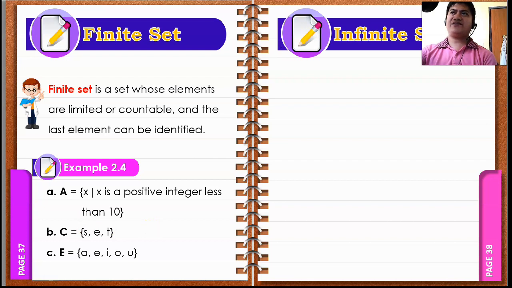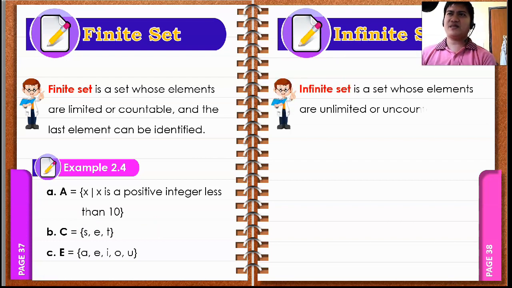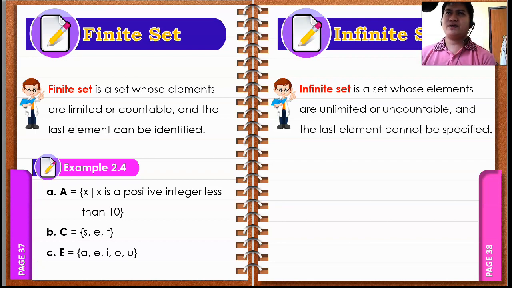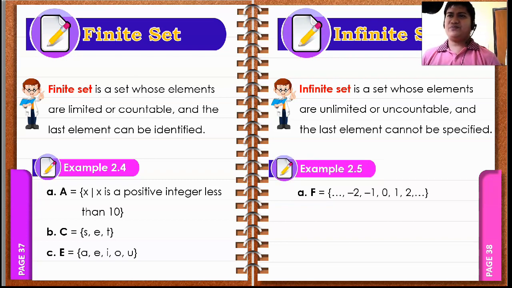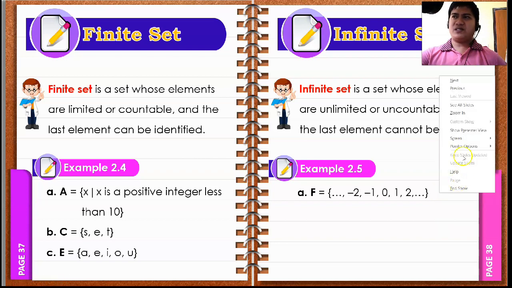Okay, next is the infinite set. When we say infinite set, this is a set whose elements are unlimited or uncountable, and the last element cannot be specified. So for example, if we have the set F, which is equivalent to dot dot dot, -2, -1, 0, 1, 2, dot dot dot, then this is an example of an infinite set. We cannot count how many members belong to the set. And take note that this is equivalent to the set of integers.